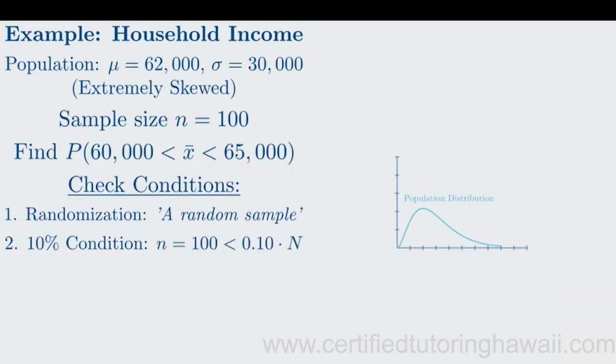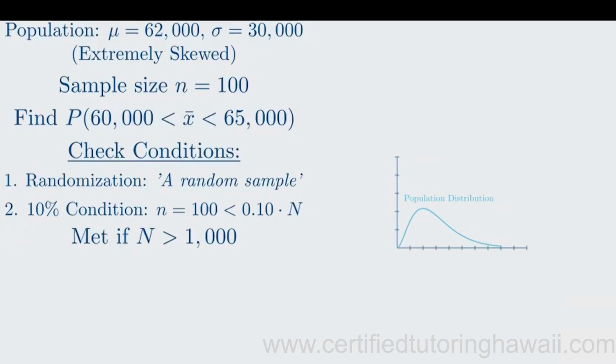As long as the city has more than 1,000 households, this condition is met. This allows us to use our formula for the standard deviation of X bar. Finally, normality and the central limit theorem. Since the population is extremely right-skewed, we cannot assume the sampling distribution is normal based on the population shape.